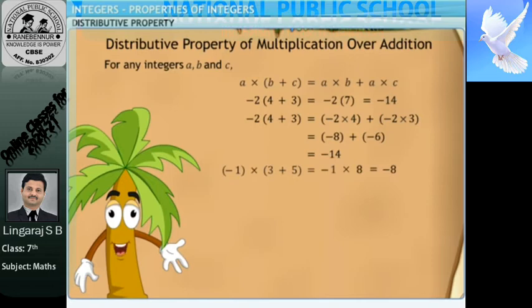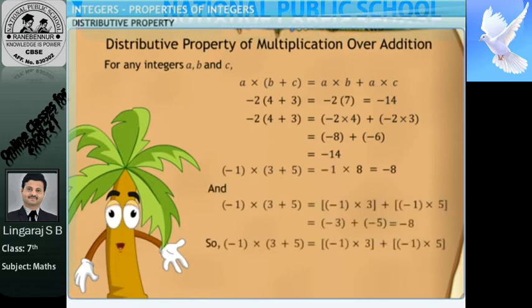Similarly, look at this example. The result of both of these equations is the same. So, the product of -1 with the sum of 3 and 5 is equal to the sum of the product of -1, 3 and -1, 5.